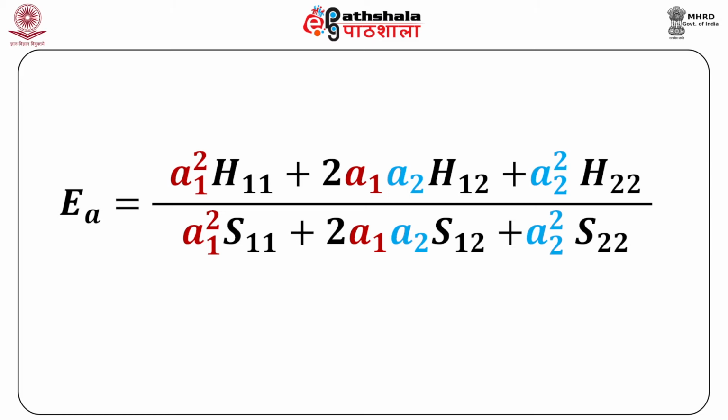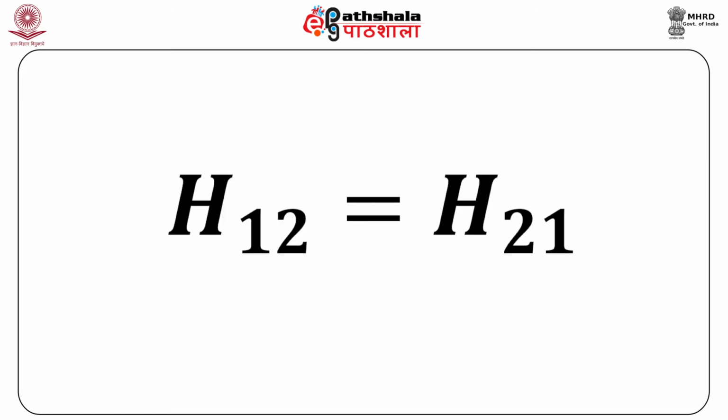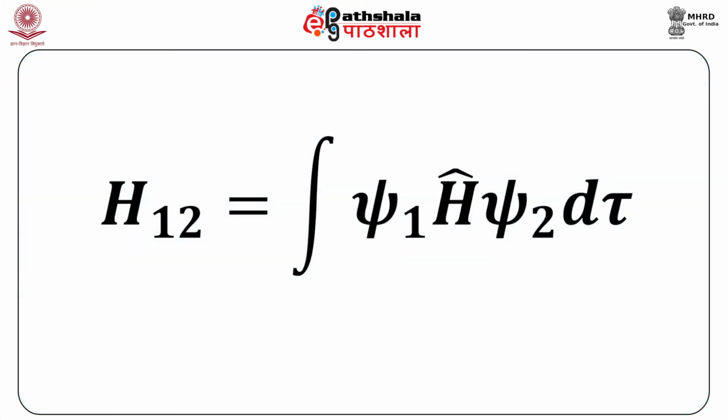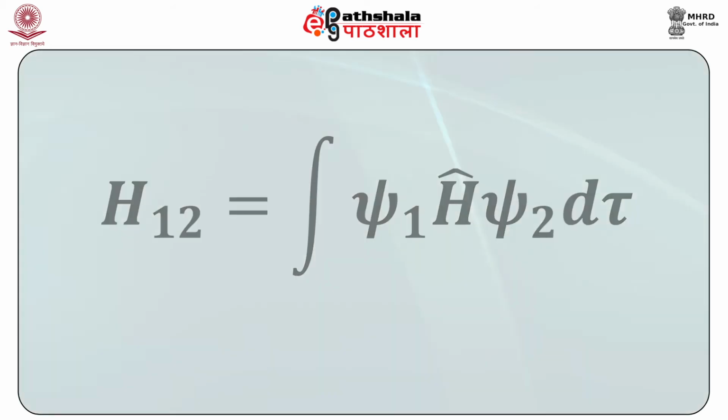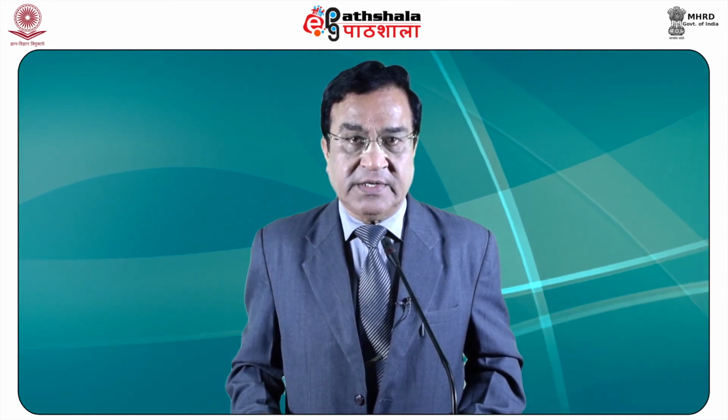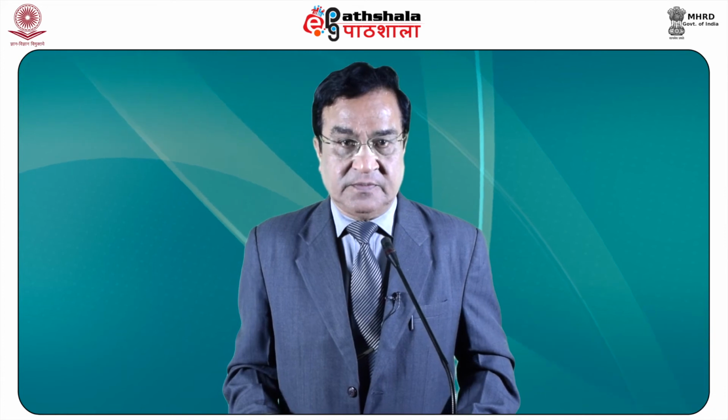Here one must notice that H12 or H21, they will be equal. Why will they be equal? Because the Hamiltonian, as we all know, is a Hermitian operator, and the definition of H12 is the integral of psi 1 H cap psi 2 d tau. So that's basically what H11 or H12 is.